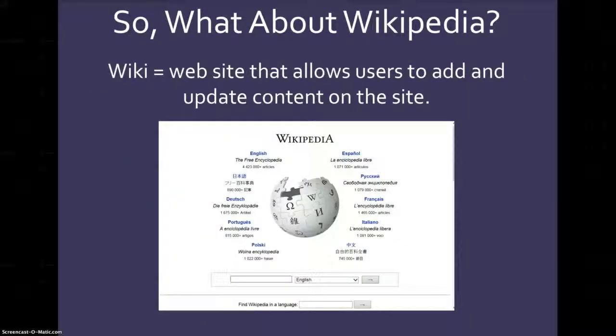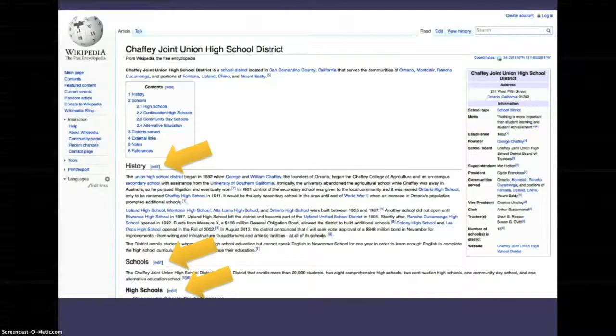What about Wikipedia? Well, first let's define what Wikipedia is. A wiki is a website that allows users to add and update content on that site. That's both the big strength and the big weakness of Wikipedia. Anybody can put anything on Wikipedia. Notice that when you look at the entry for Chaffee Joint Union High School District, when we see the history of the district, the schools, high schools, every entry there is editable.